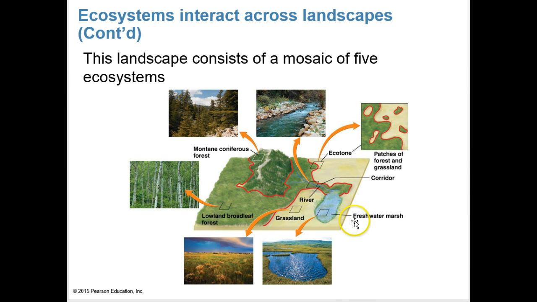Here's an example of some landscape ecology. Notice there are some different ecosystems or habitats in here, which kind of makes its own little bit of patches in this area that a conservation biologist may have to study, such as the coniferous forest here, and the grassland, and the river, and the freshwater marsh, and the lowland broadleaf forest, not even to mention the ecotones or the boundaries that exist between these different ecosystems. And all of that makes up what's called the landscape.